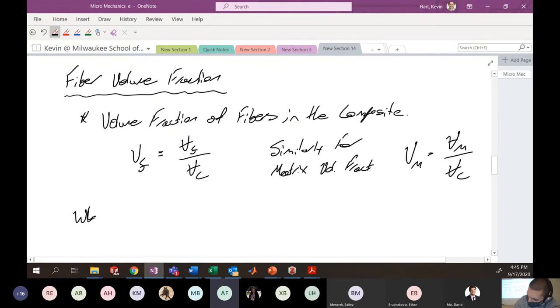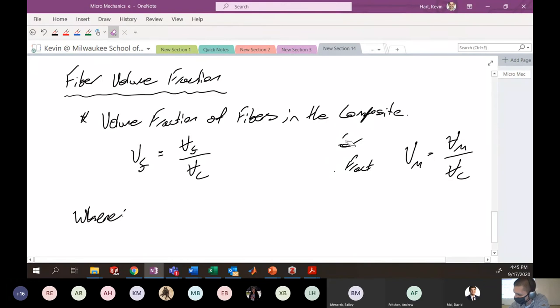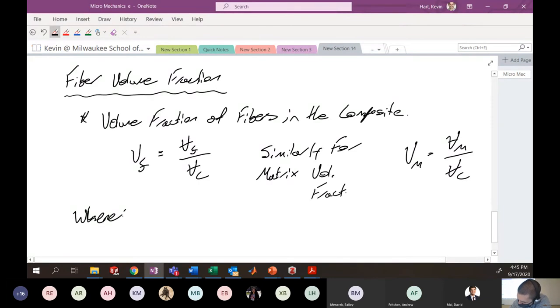What does that say? What does what say? It starts with an S. S-I-M. Similarly. What does that whole sentence say? Similarly for matrix volume fraction. Yeah, handwriting bad. Let's redo it. I have someone in my ear yelling at me for handwriting. Similarly, for matrix volume fraction. Is that better?